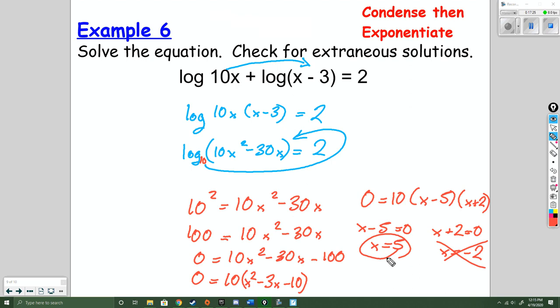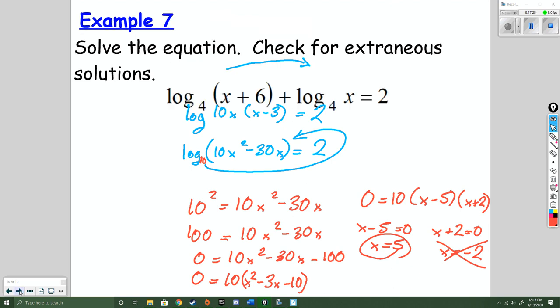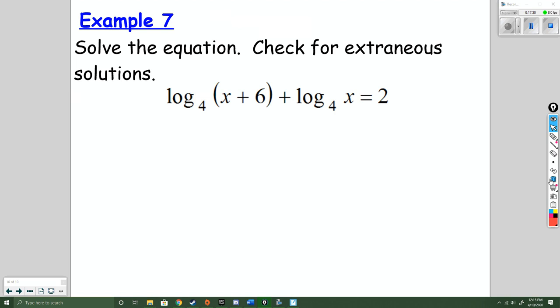All right, last example here. Okay, this is rather similar. Once again, we're going to condense this expression, and then after that, we're going to exponentiate. All right, so in condensing the expression, we're going to use product rule here. You see that plus sign. You see the bases are the same. We're going to take this, multiply it by that argument as well. I'm going to do that in all one fell swoop here. x plus 6 times x is going to give us x squared plus 6x.